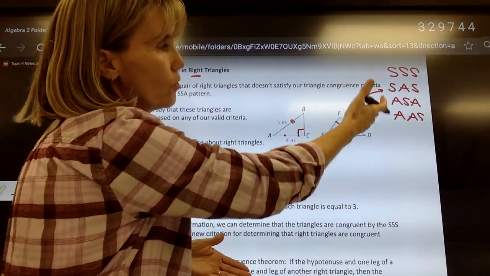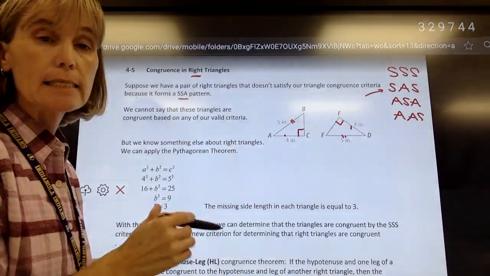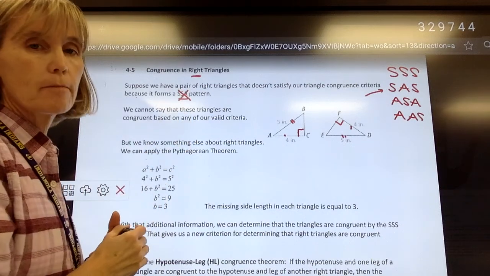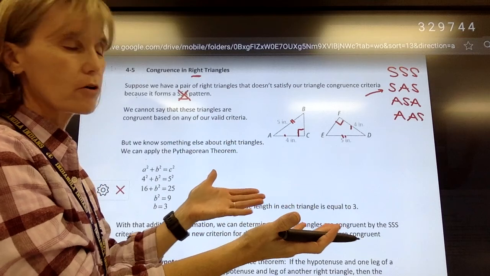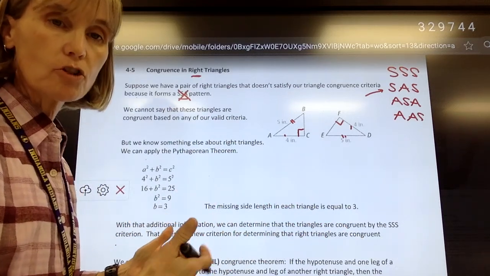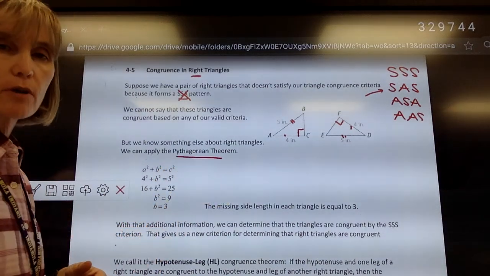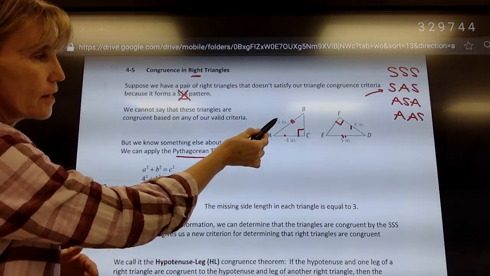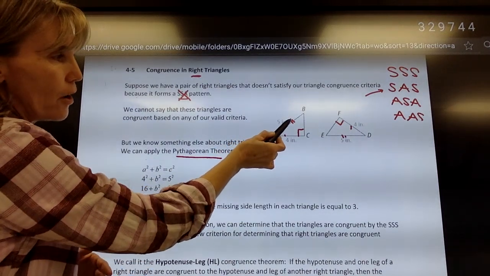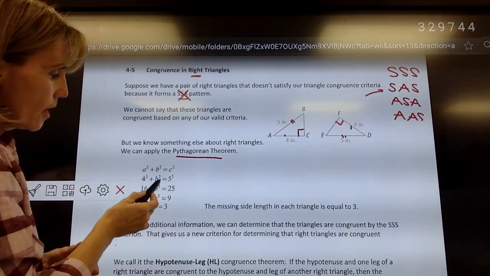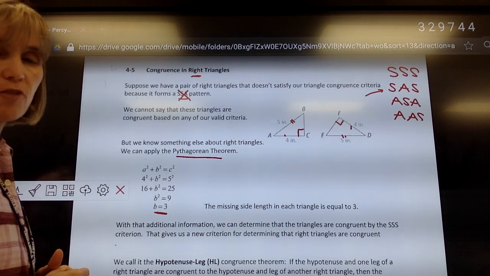So we don't have any one of these 4. By side, side, side, we talked about how that is not an option. We cannot use that. But instead of looking at these 2 triangles and saying, well, they're not congruent, we actually have something else to work with in a right triangle. If you recall, we have what's called the Pythagorean theorem. If I were to use the sides here and say a squared plus b squared equals c squared, c being the hypotenuse, which in this case is the 5 inches, if I plug that into my formula, I'm going to come out with a third side of 3 inches.